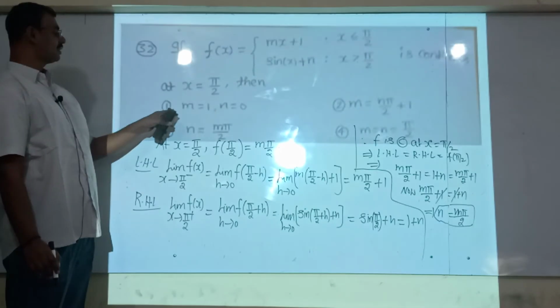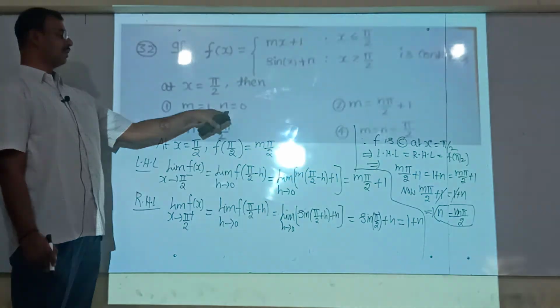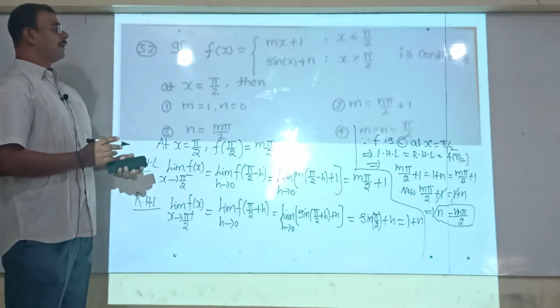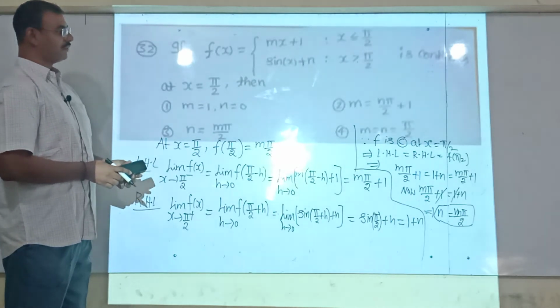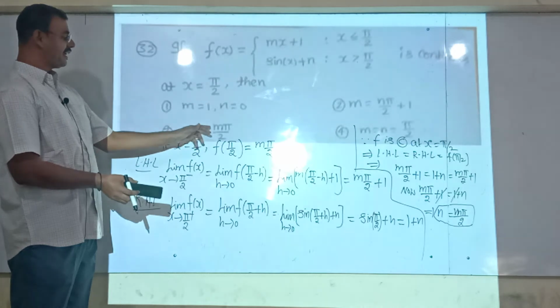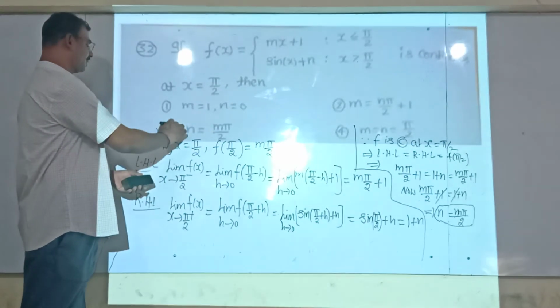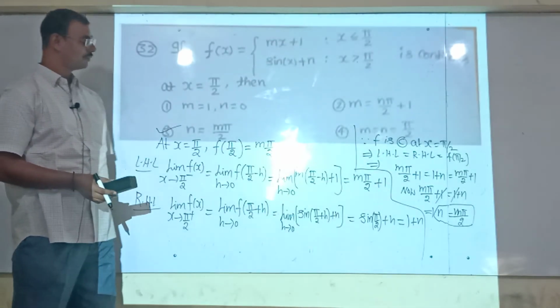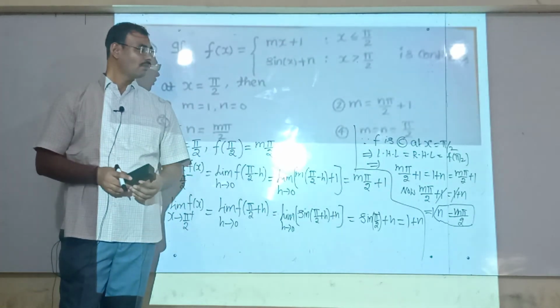So check your answers. The first option, m equal to 1, n equal to 0, is not correct. Option number 2, m is equal to n pi by 2 plus 1, we did not get. We get n is equal to m pi by 2, that is option number 3. Very easy to find. Clear?